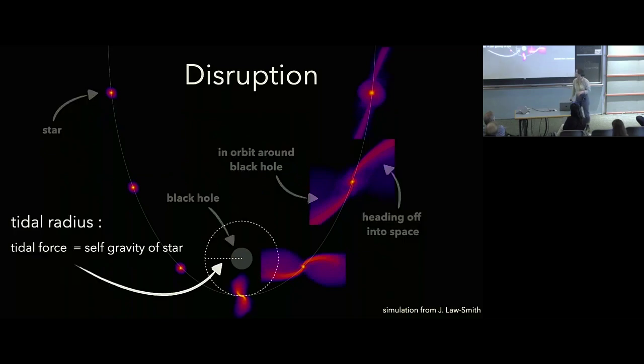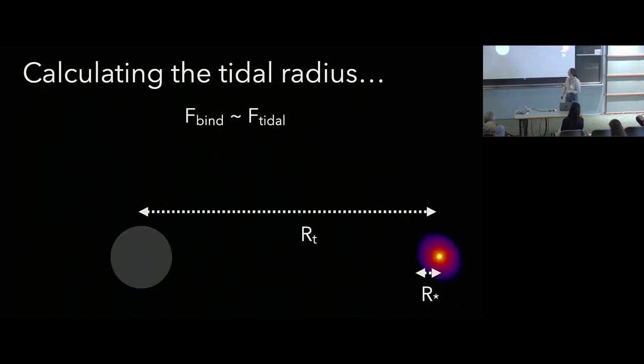And so we can estimate the radius where this tidal force overwhelms the self-gravity of the star by equating these two terms. And so if we have a system here, I wrote tidal radius, but we can just think of this as the pericenter radius of the orbit, and then the value of that pericenter that will produce this disruption.